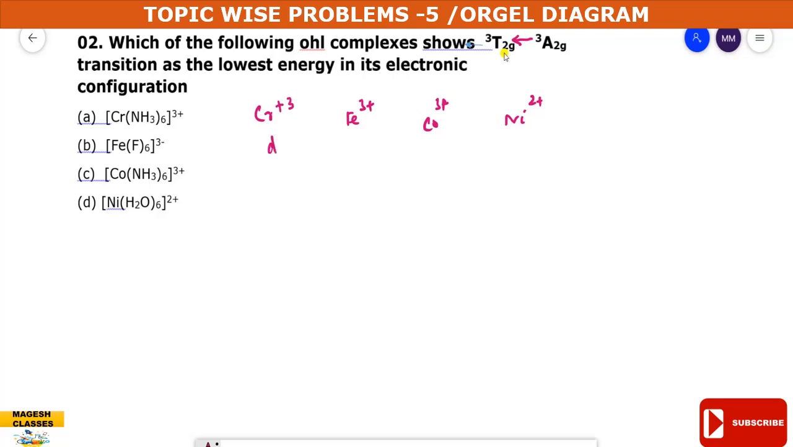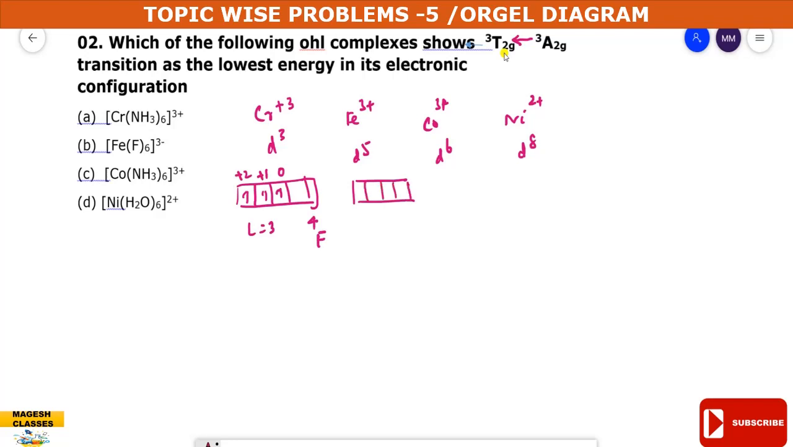It is the d3 system, correct? It is d5 system, it is d6 system, and it is d8 system. For d3, if you write the term value 1, 2, 3, so +2 +1 0. So total L is equal to 3. So it is an F term and the spin multiplicity is 4, n+1. And d5.